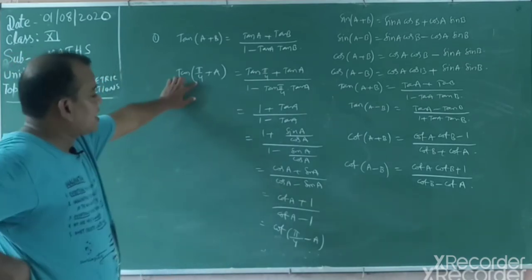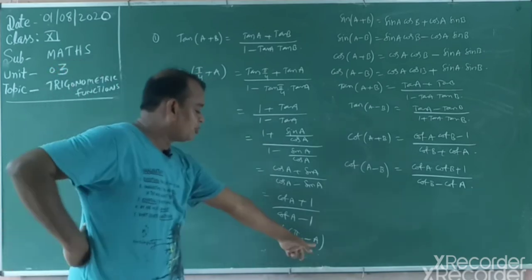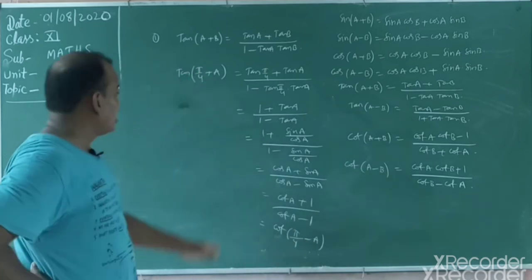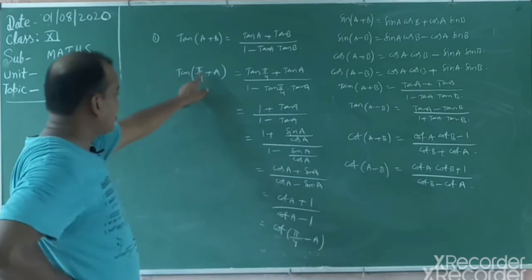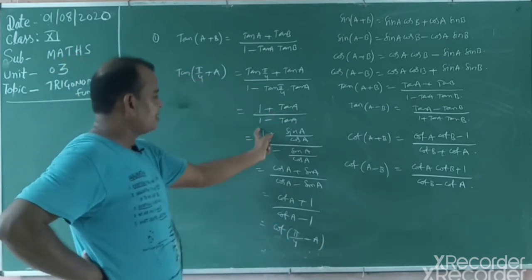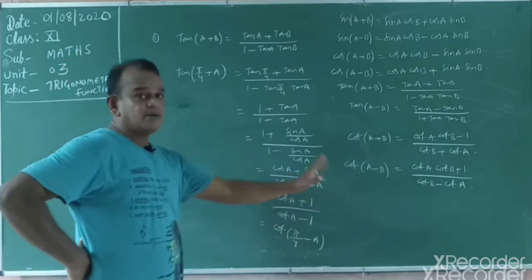What are the formulas of tan of pi by 4 plus A? Tan of pi by 4 plus A is nothing but the cot of pi by 4 minus A. Tan of pi by 4 plus A formula is 1 plus tan A by 1 minus tan A, or cos A plus sin A by cos A minus sin A.